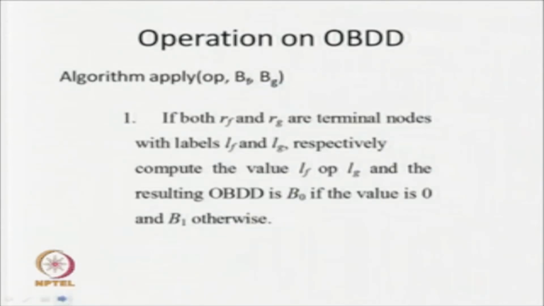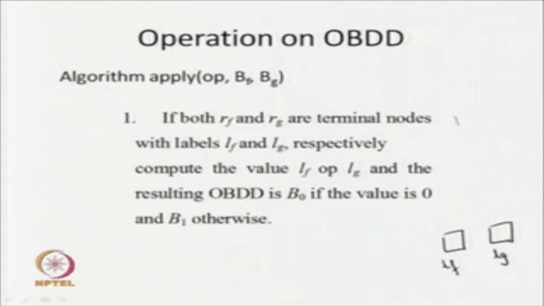Now, what is the first step? Apply algorithm, apply of BF and BG. If both RF and RG are terminal nodes which are labeled with LF and LG. Okay. So, now the first condition we are saying is that when we are coming to the terminal nodes, these are your two terminal nodes. I am saying that the labels are your LF and LG.